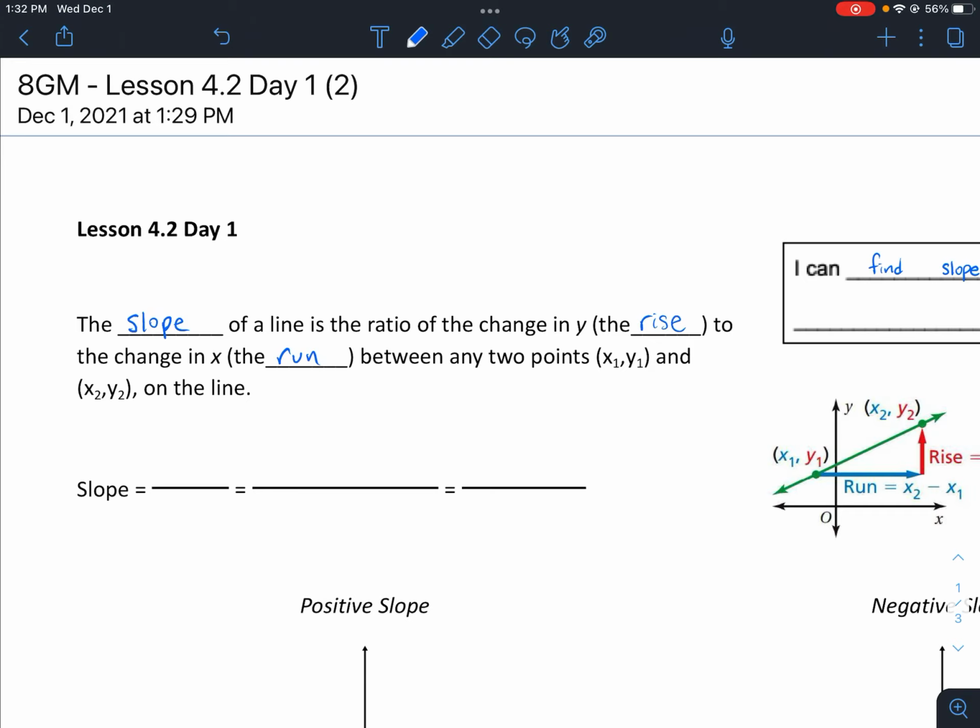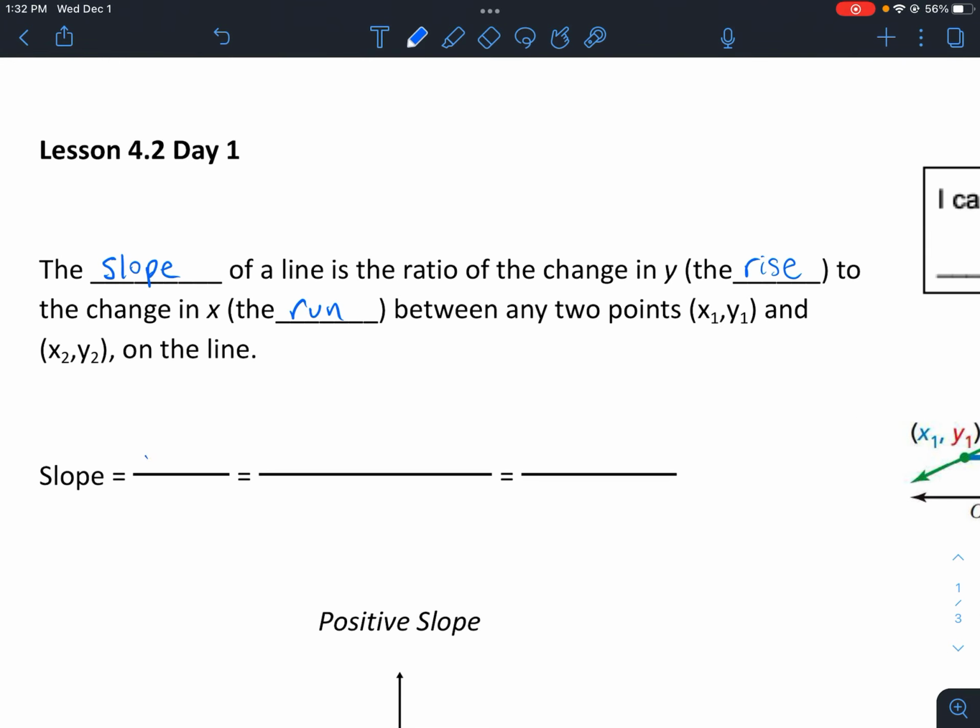There are several different ways you could find slope, and we're going to write all of them out. The first way you could find slope is to find rise over run: how much it goes up and down over how much it goes left and right. Another way you'll see slope is the change in y over the change in x, so how much does it change in my y direction over how much does it change in my x direction. However, the most common way you'll see slope written is y sub 2 minus y1 over x2 minus x1. So make sure you have all this written down.